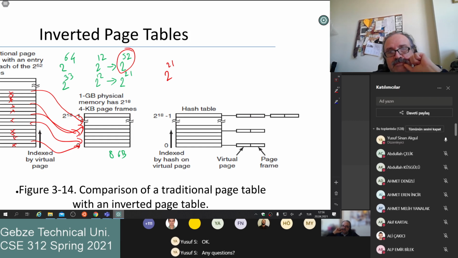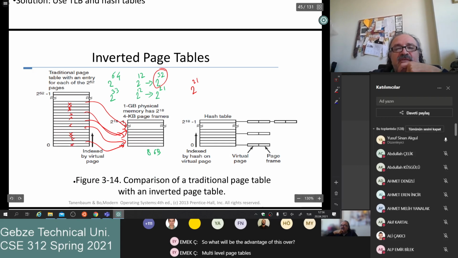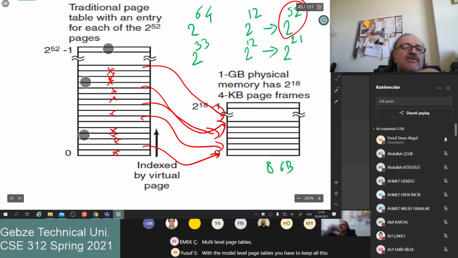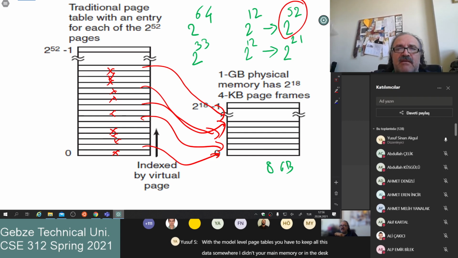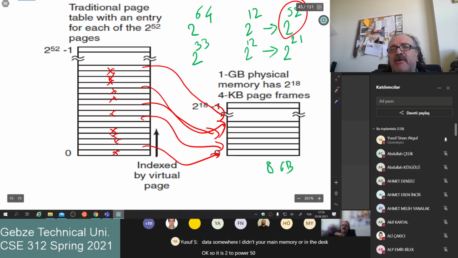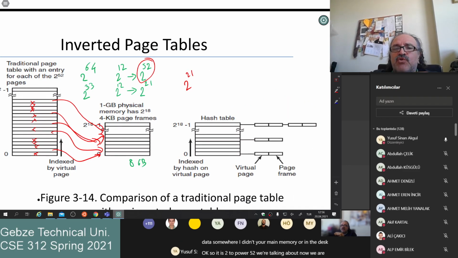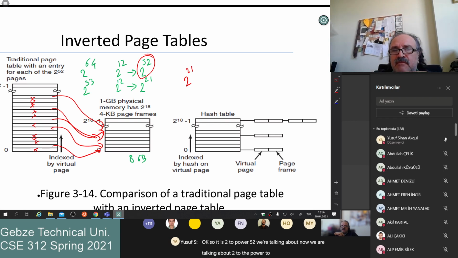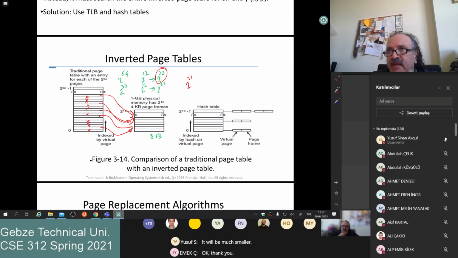So what would be the advantage of this over multi-level page tables? With the multi-level page tables, you have to keep all this data somewhere, either in your main memory or on the disk. So it is 2 to the power 52 we are talking about. Now we are talking about 2 to the power 21. It is much smaller. Instead of talking about elements in a table, we are talking about mega elements. It will be much smaller. Okay, thank you. Okay, good. Any other questions?